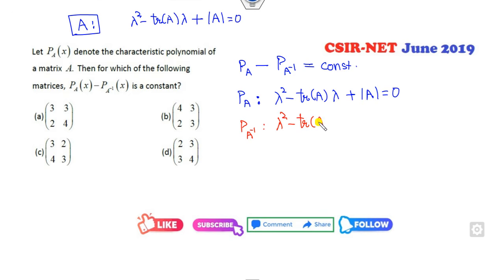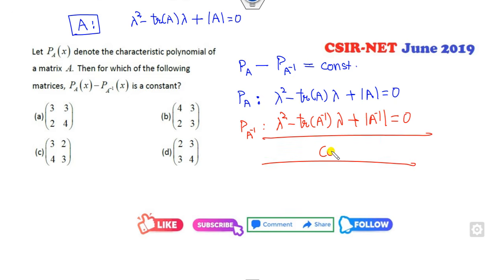Trace of the A inverse plus determinant of the A inverse. The difference is 0 when it will be constant. If you subtract them, when only this term will be the same, only then it will be cancelled out. That means trace of A and trace of A inverse are the same. That's the only condition, because once they are the same it will be cancelled out. Determinant of A is a constant, A inverse is a constant.